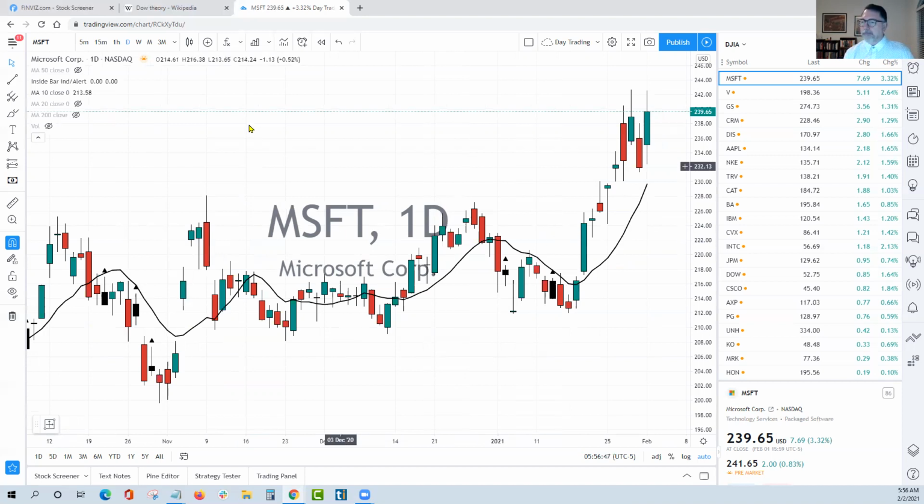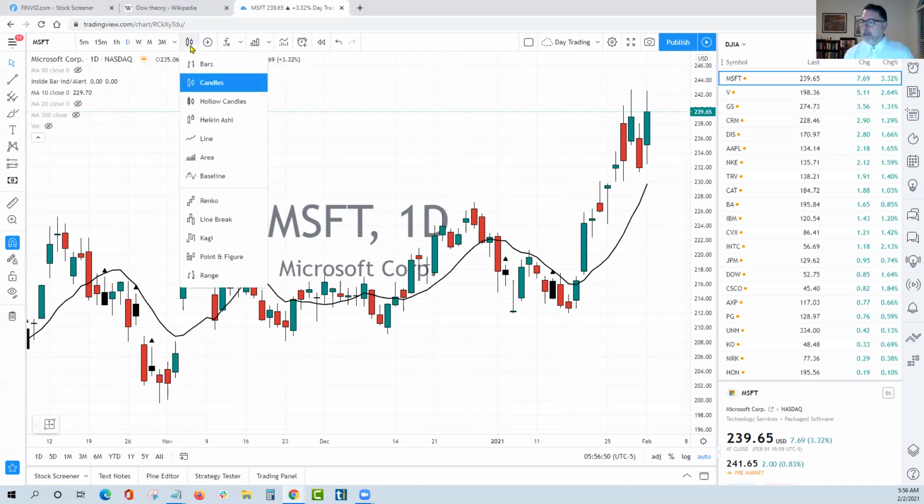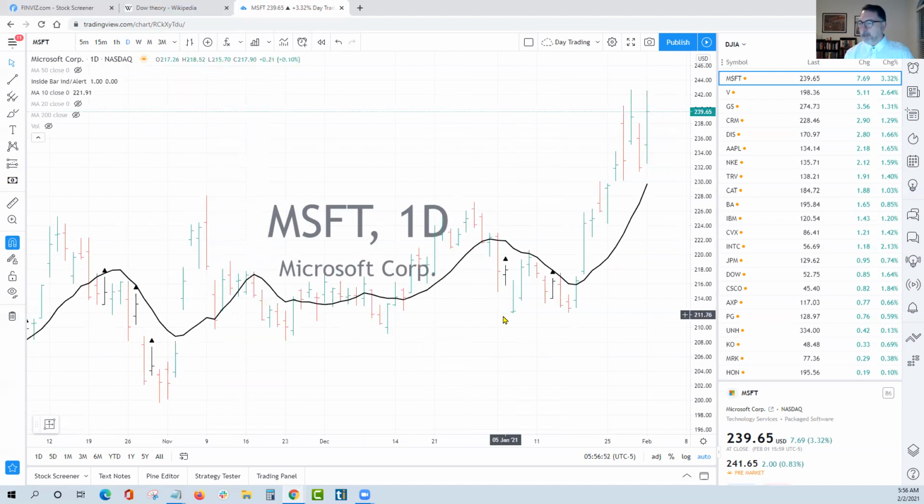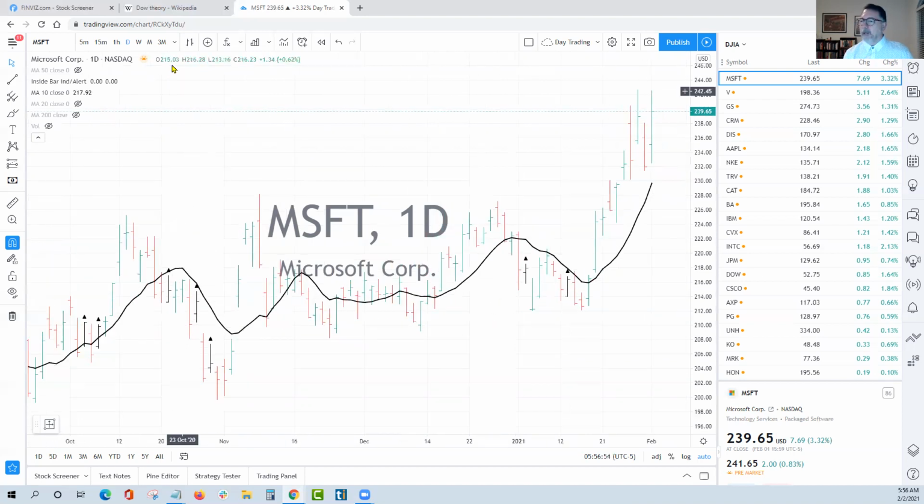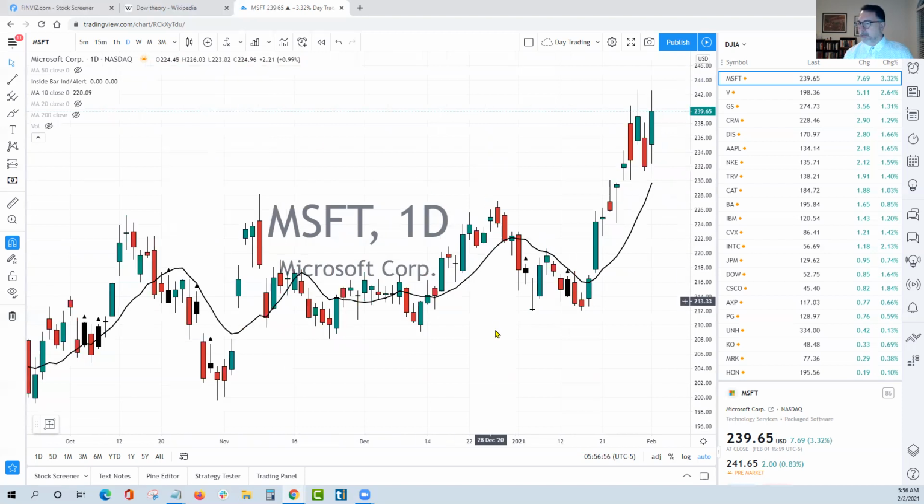So if you can imagine, and I'm actually going to bring this over here into old school bar charts. And you know what, let me go back to candlesticks. It's probably easier to see. So the color of the candlestick represents where it closed. So the green candlestick means that it opened down here and closed up here.